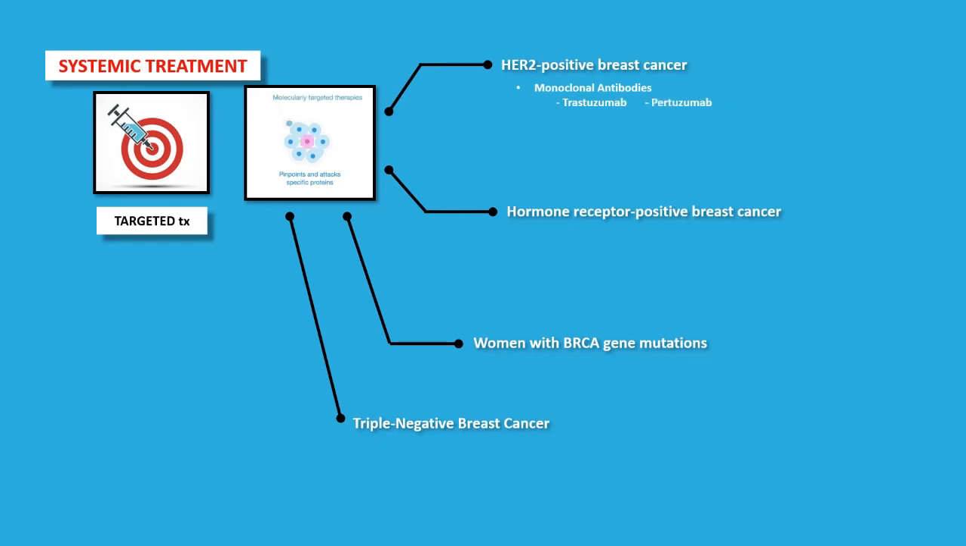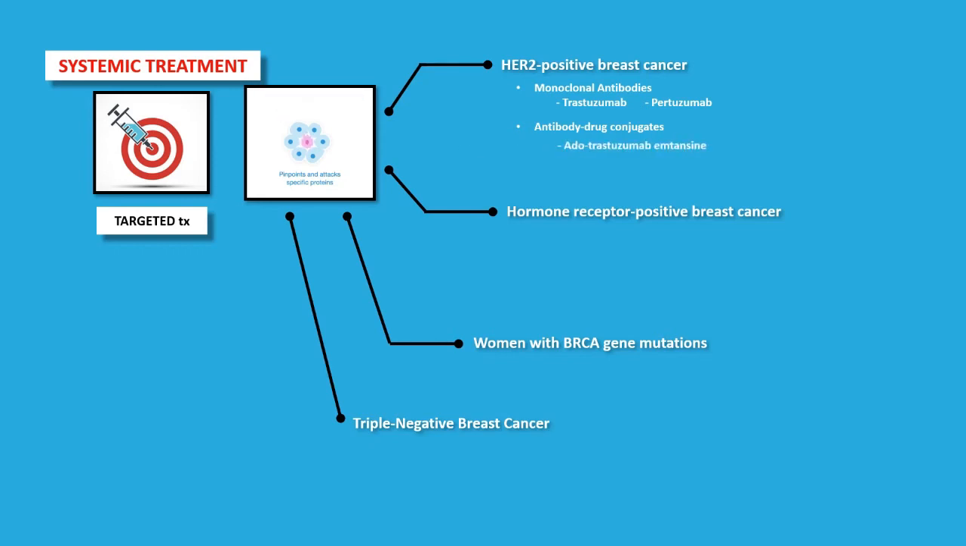Pertuzumab can be given with trastuzumab and chemo, either before or after surgery to treat early-stage breast cancer or to treat advanced breast cancer. An antibody-drug conjugate is a monoclonal antibody linked to a chemotherapy drug. In this case, the anti-HER2 antibody acts like a homing signal by attaching to the HER2 protein on cancer cells, bringing the chemo directly to them.